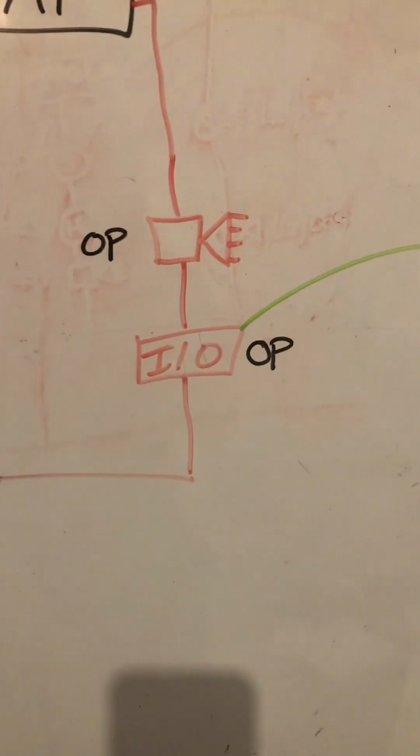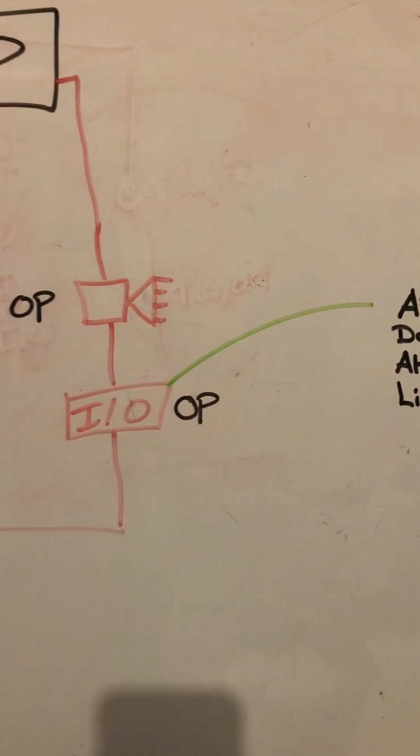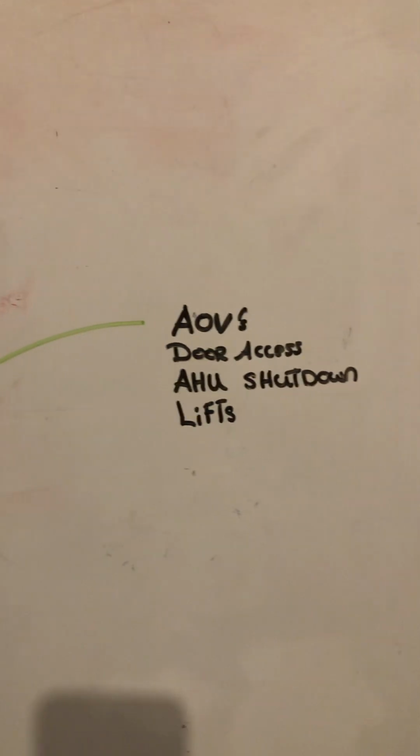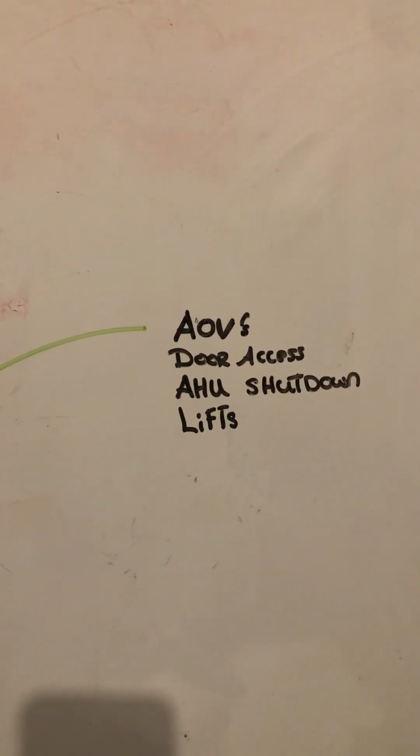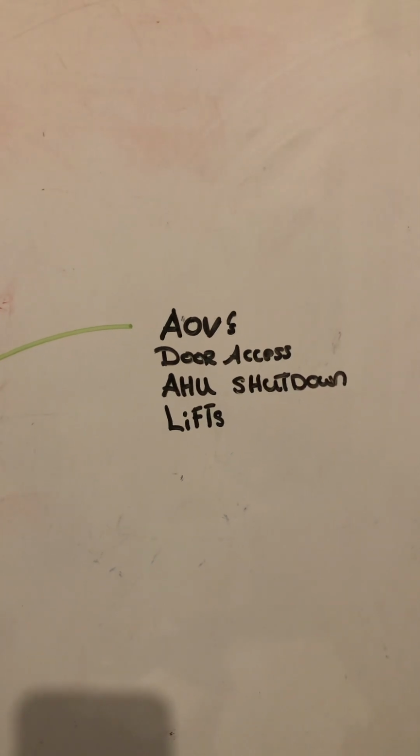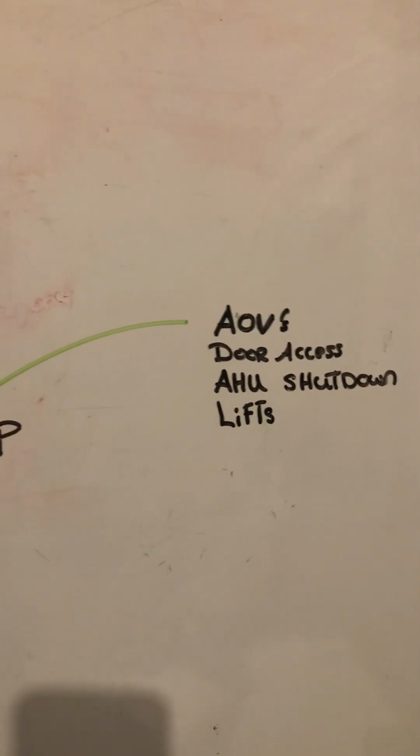And we have an I/O here as well, an output I/O with a relay, which a few examples of outputs are AOVs, door access, AHU shutdown, and lifts.